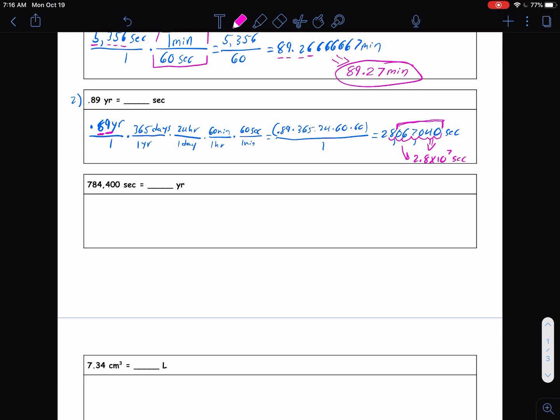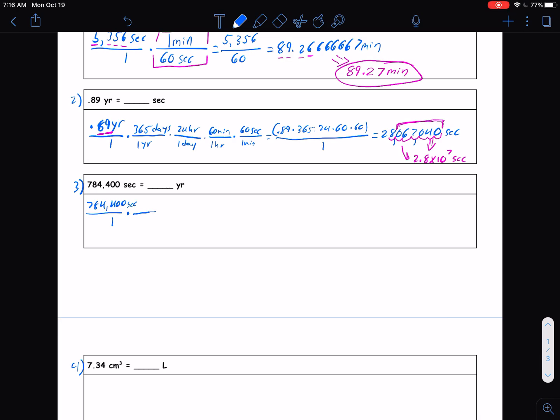So let's move on to another problem now. We're going to call this one number 3, and this one down here number 4. I want you to go through and solve number 3 now, and then round it at the proper number of sig figs. When you go through and solve this problem, you get 784,400, put it over 1. So this is going to be seconds.